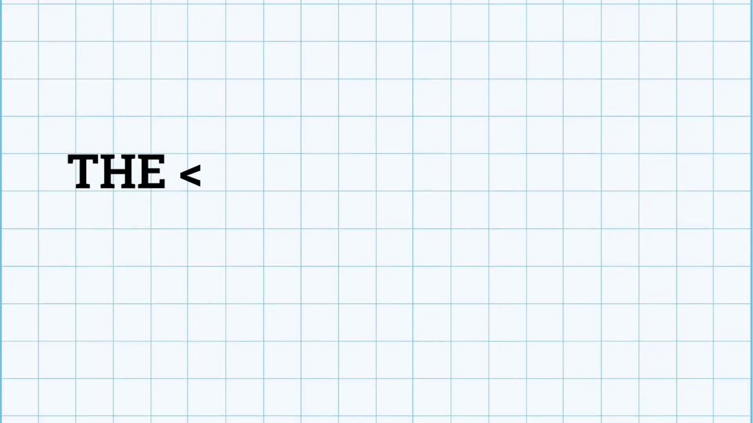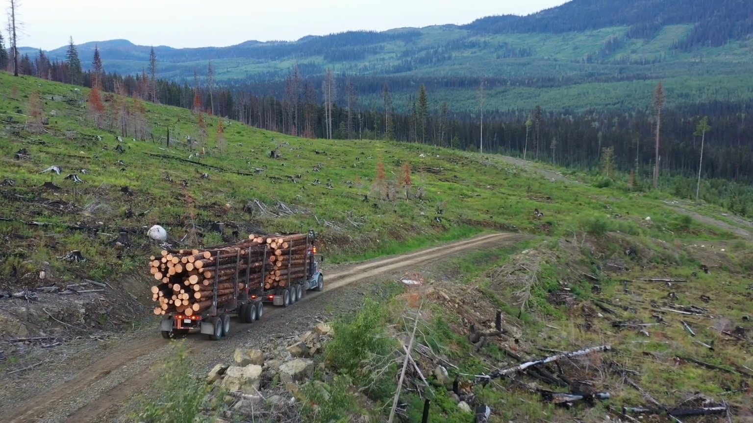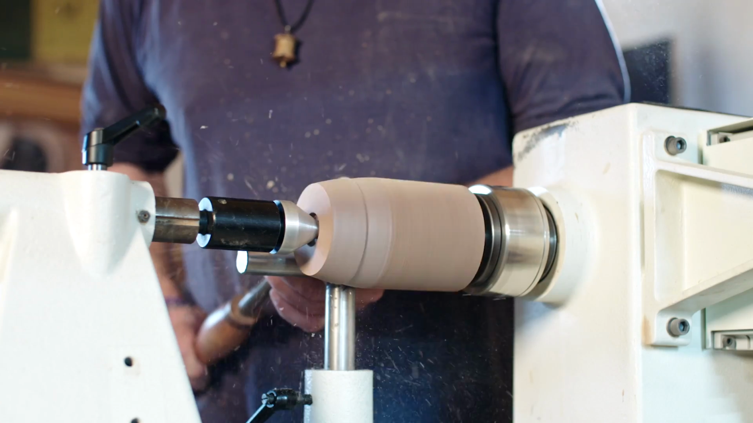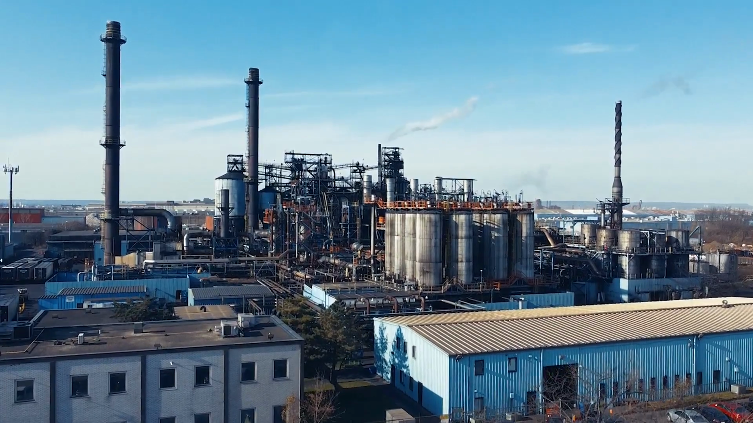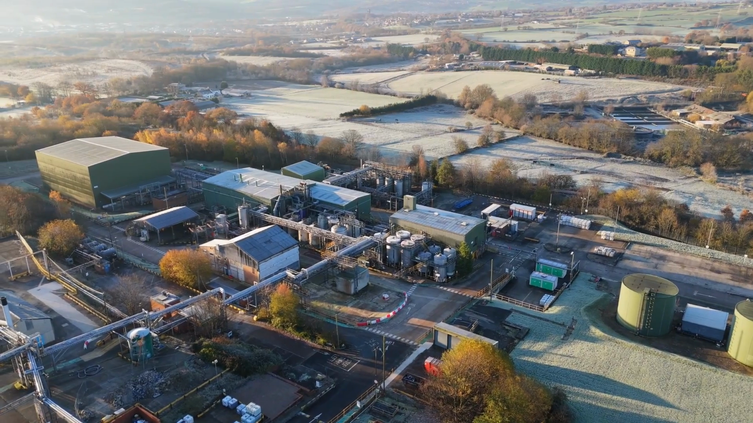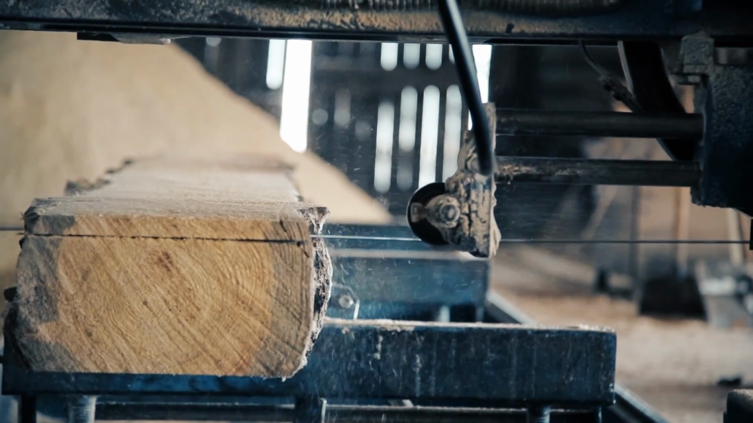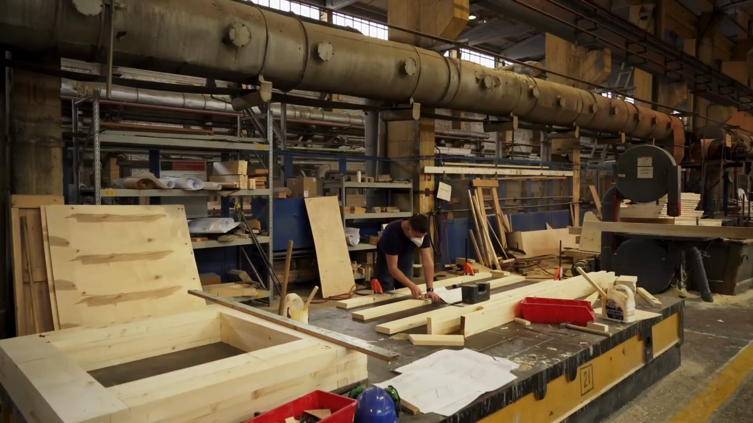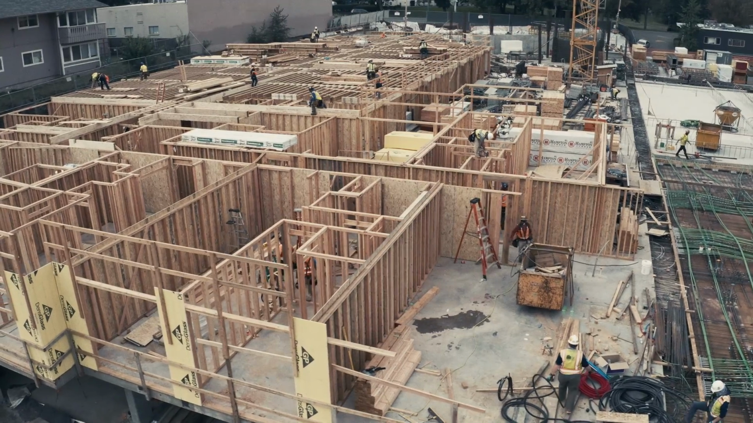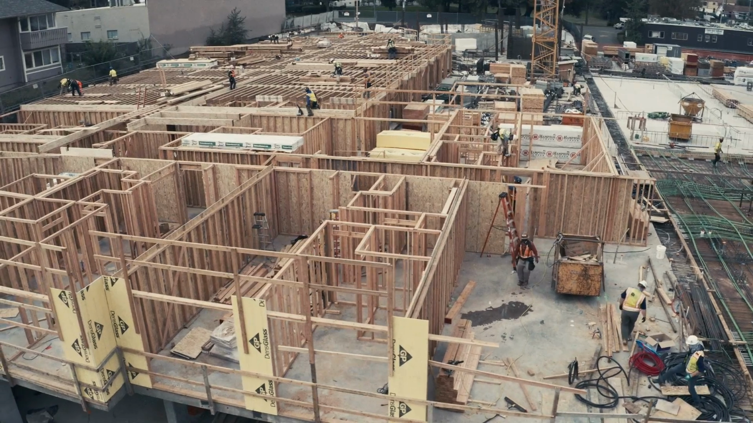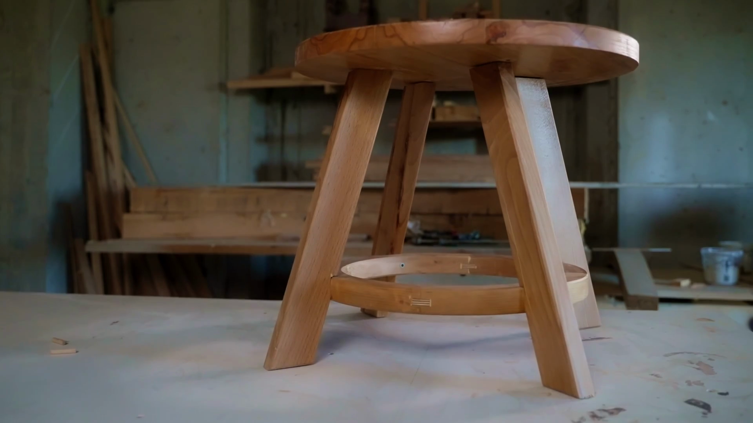Step 2. The secondary sector, manufacturing and production. Once the tree is harvested, it moves to the secondary sector, where raw materials are processed into products. This sector includes factories, construction companies, and industries that make goods. The logs from the forest are sent to a sawmill where they are cut into planks of wood. Some of the wood may be sent to a furniture factory to be turned into tables and chairs, while other pieces might be used to build houses or create paper. At this stage, the tree is no longer just raw material. It has been transformed into something useful.